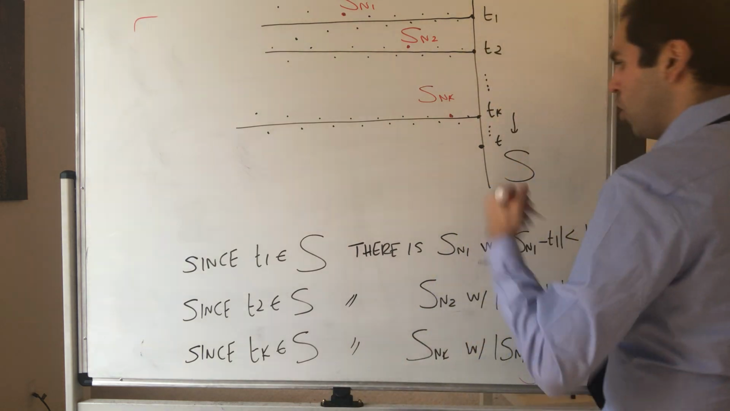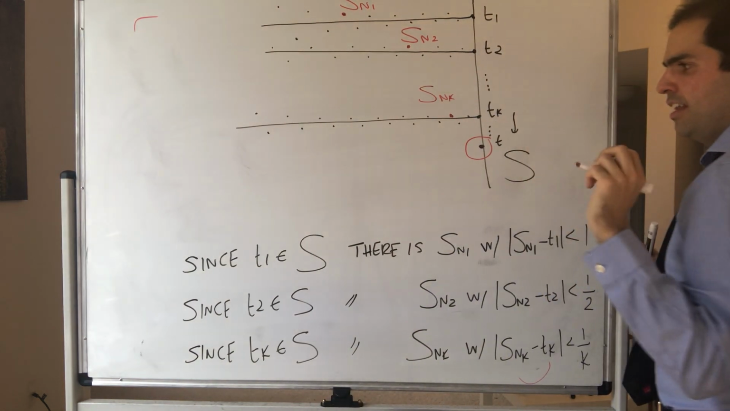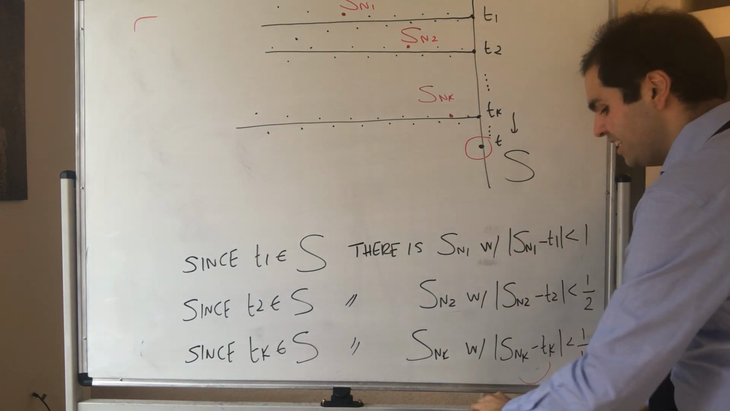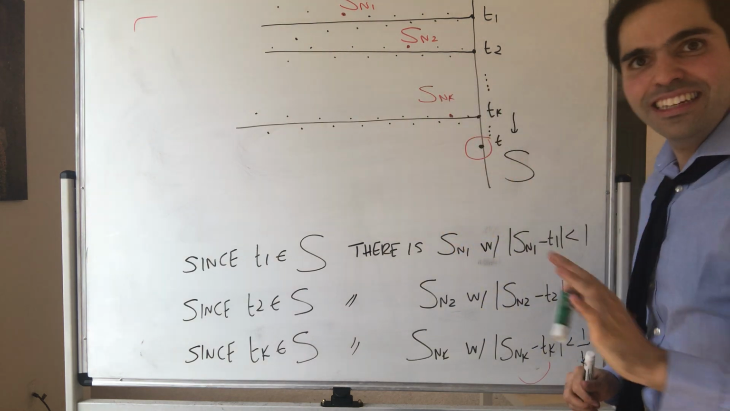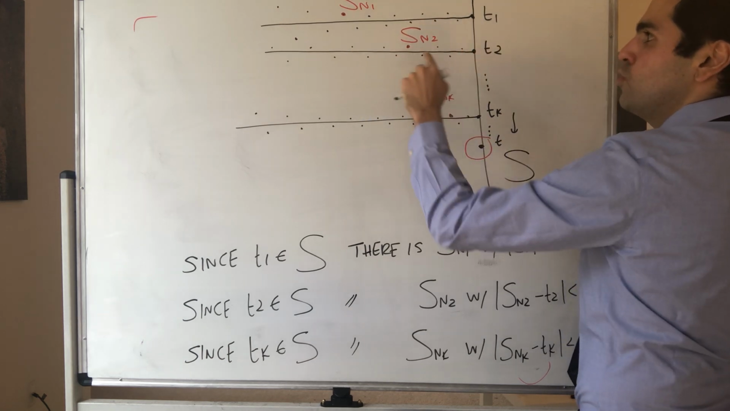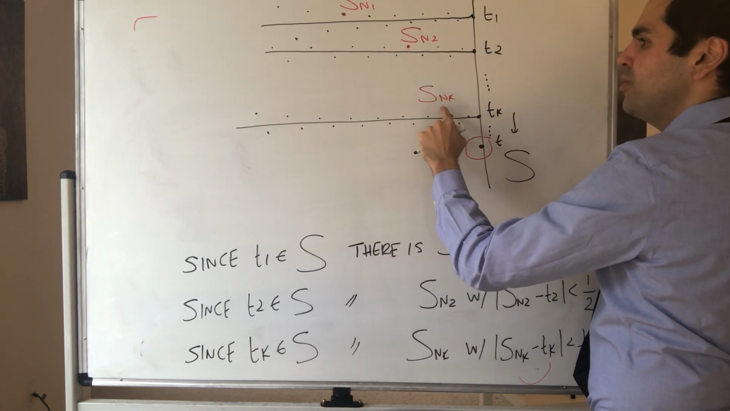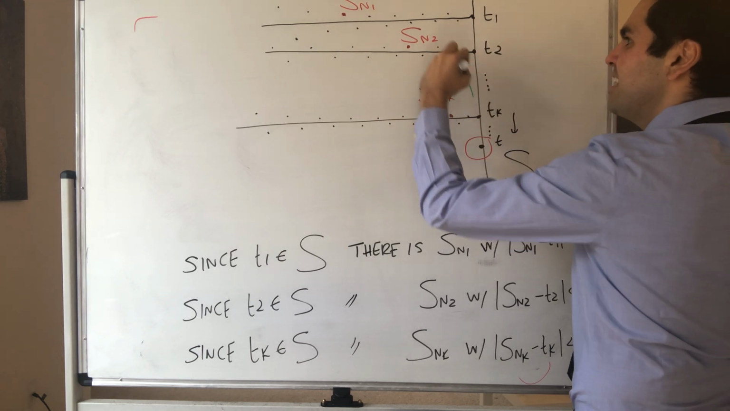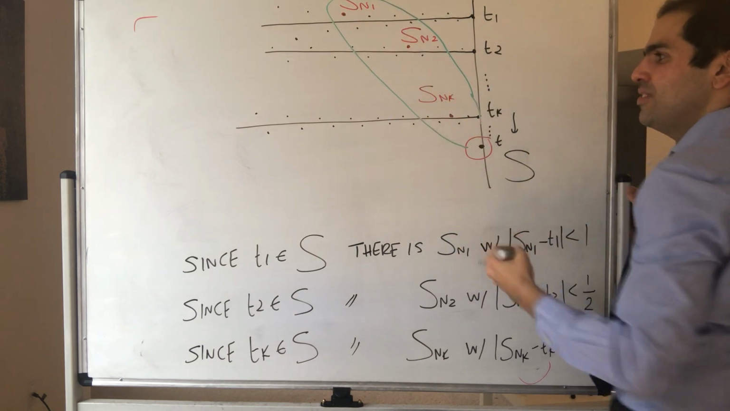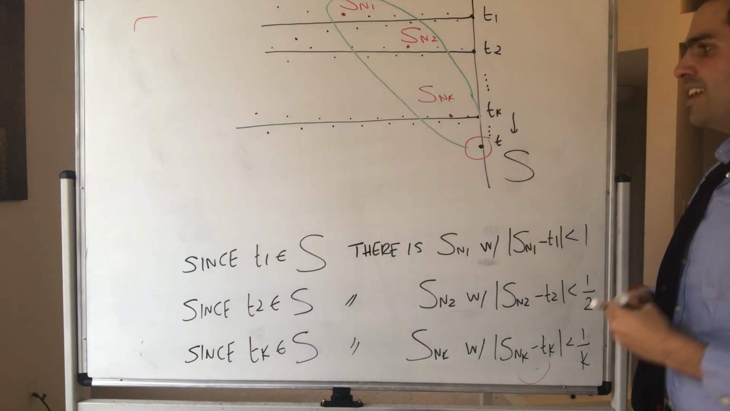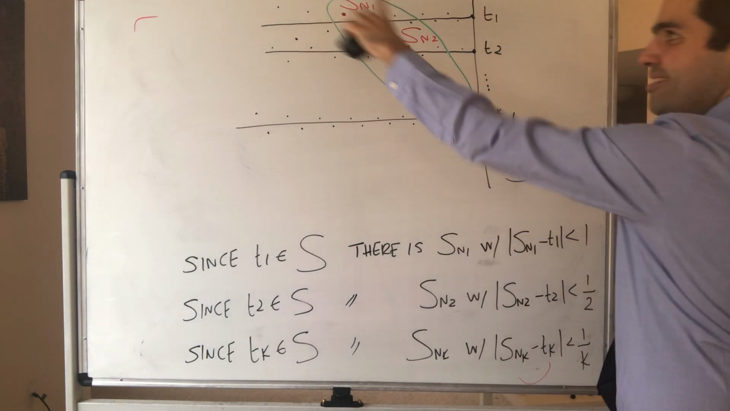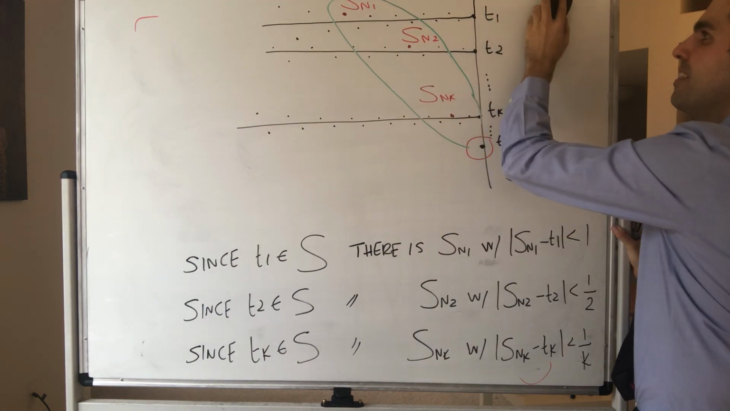What we want to show is that T is a limit point. So we need to find a subsequence that converges to T. And here's the beautiful thing, and this is sometimes called a diagonal argument. Well, we found Sn1 that's close to T1, Sn2 that's close to T2, Snk that's close to Tk. Now consider this diagonal sequence, Sn1, Sn2, Snk, and we're claiming that this goes to T, whatever that means. Look at this beautiful diagonal thing.